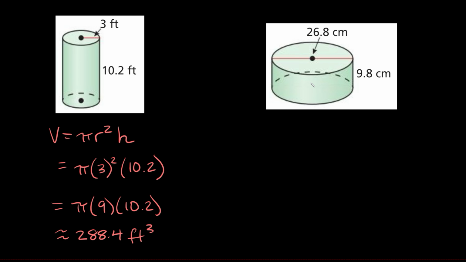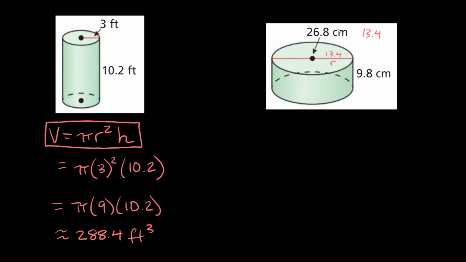Now, let's go to this next example right here. So now we have a cylinder where the diameter is given. So there's 2 ways we could do this. We could, if you wanted to, just split this diameter in half, right? Because then we would get the radius. So half of 26.8 is 13.4. Okay, so 13.4 is the radius. So if you wanted to, you could just plug this in to this formula, since we already know how to use this formula, right? With a given radius.